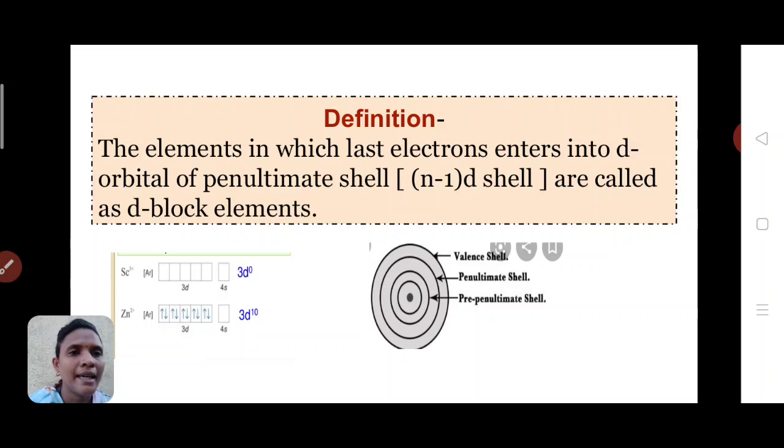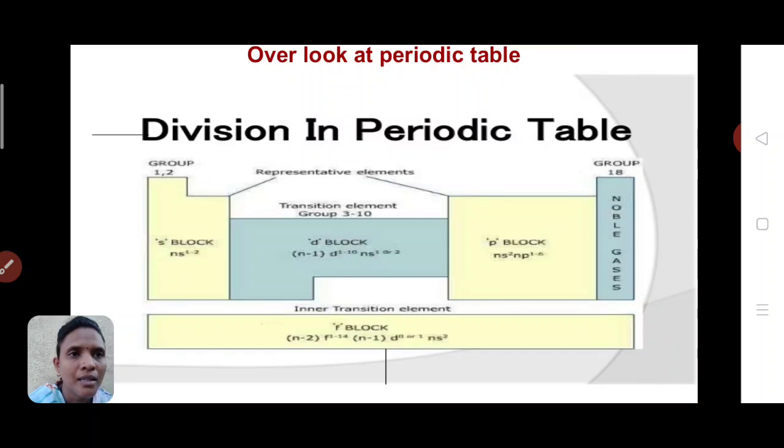So again, we will see the definition of D block element. The elements in which the last electron enters into the d orbital of the penultimate shell are called D block elements. The penultimate shell will be a d shell and it is the second last one. Remember this.